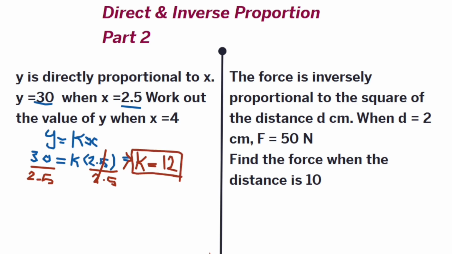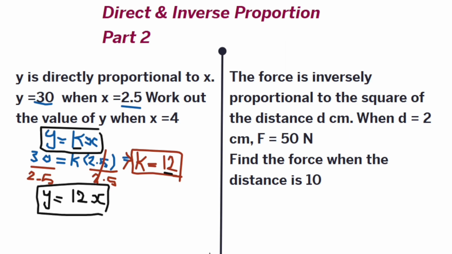Now what do we do? Once you get k, just plug it back here instead of k. So let's rewrite it. So y equals, instead of k, I'm writing 12, so it's 12x. Now this is the equation which we will use. Now they said work out the value of y when x equals 4. So y equals 12x. Instead of x, we'll use 4. So 12 times 4 is 48. We got that. That's it.